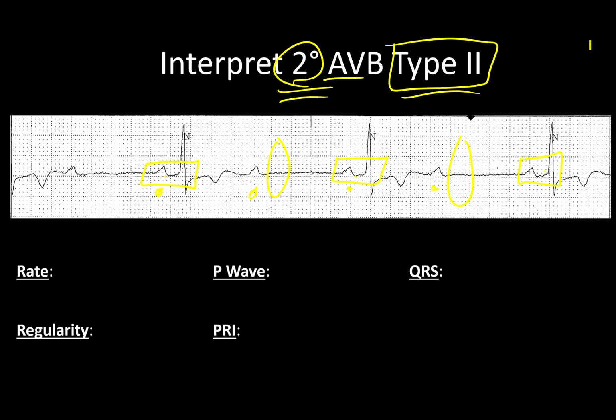And they're also more worrisome. I mean, this patient only has 3 heartbeats in this 6 seconds, so 3 times 10 gives us a heart rate of 30. So these patients are usually in a lot worse shape than when they're in a second degree type 1. So we'll talk more in the next slide about what to do about that.